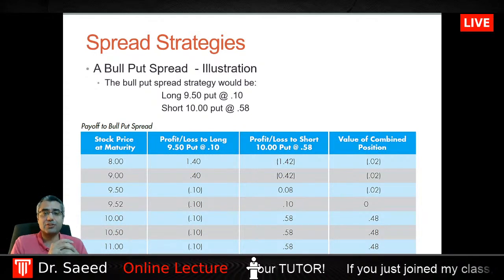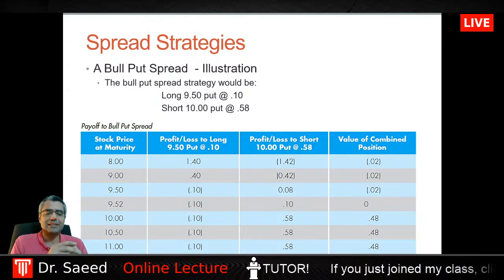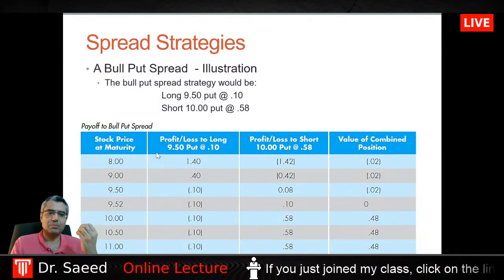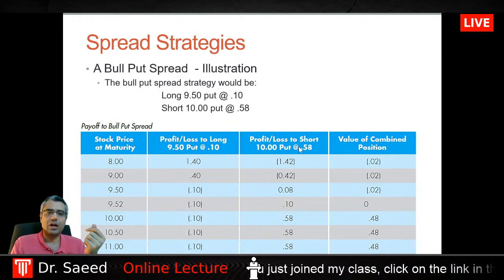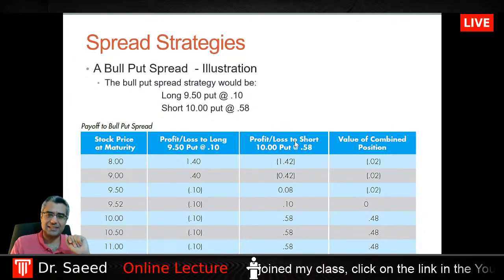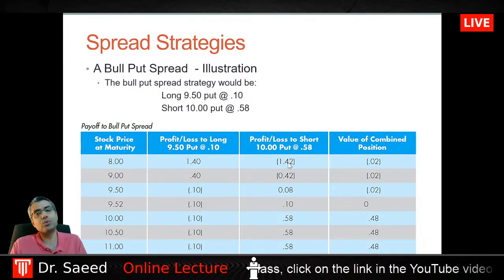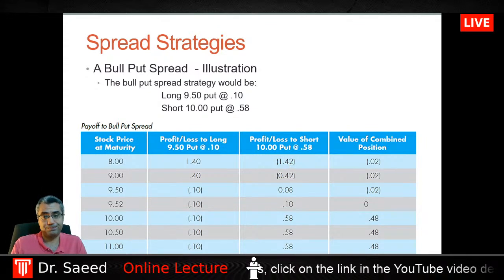So the buyer will exercise the contract, and this means the buyer can sell to me at $10, but the market price is $8. So $2 loss. But I, as the seller of the contract, already received the 58 cent premium. So $2 minus 58 cents is $1.42, my net loss.